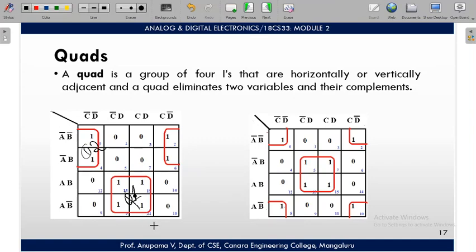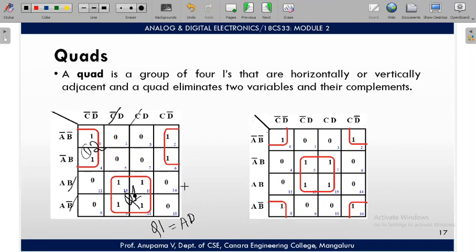First let me write the term for quad 1. Go to the respective row. In the row I can see the variable B changes its form from B to B bar, so they get eliminated, and the term we receive from quad 1 is A, ANDed with the result from the columns. Now we have to see column-wise for quad 1. In the respective column, I can see C bar changing its form from C bar to C. So C bar and C get eliminated. The result will be D. So the term we received from quad 1 is AD.